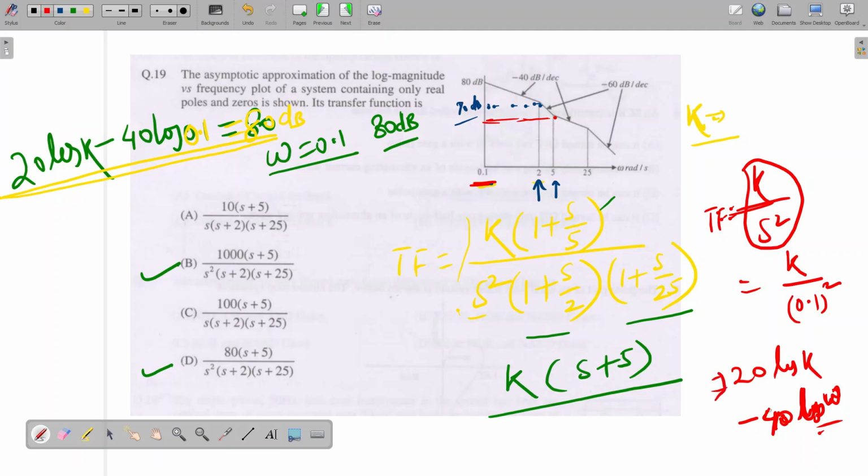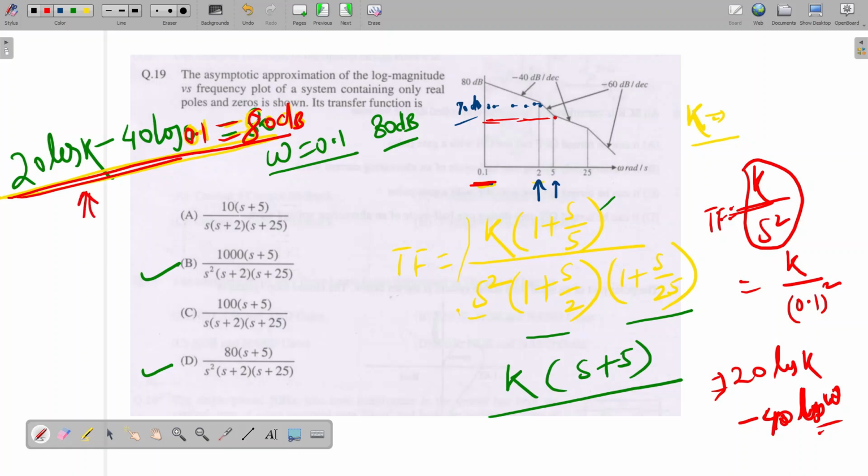So at 0.1, what will be the magnitude? It should be 80 dB. That's what I have written here: 20 log k minus 40 log 0.1 should be equal to 80 dB. Is it clear? Okay. So from this equation, we can calculate the value of k.